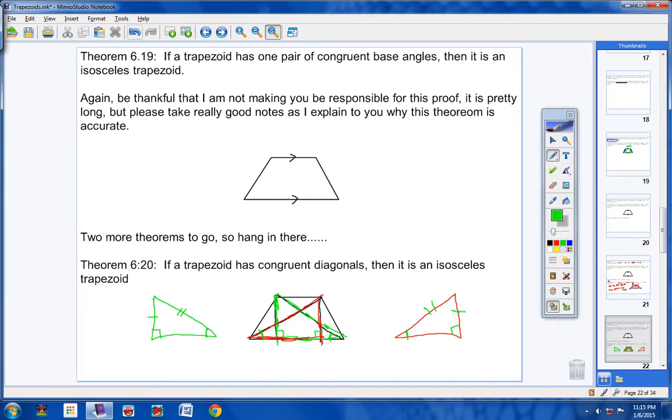Now I told you this is tough. It's not easy to see, okay? So just watch. You don't have to understand this or get it right. Just watch. So now I know that this angle here is congruent to this angle here.